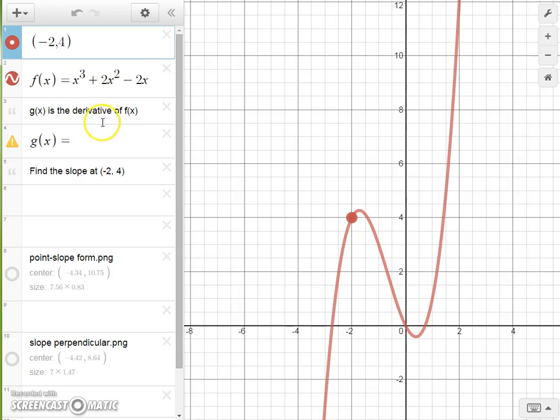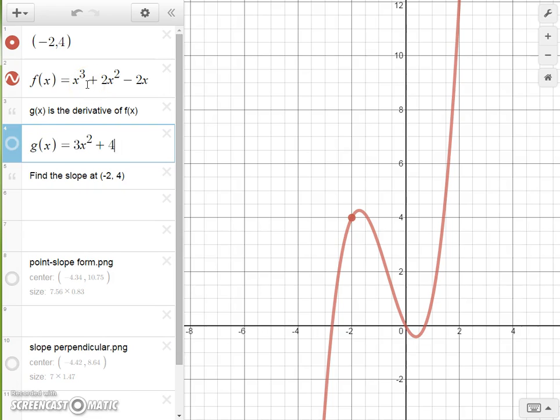Now, we have already talked about derivatives. Once we find the derivative, we have the slope. We have the slope at any given x. So let's say my g of x, which is what we have here, represents the derivative of my f of x. So my g of x is equal to 3x squared plus 4x minus 2. I hope you guys are okay with that. So that's my g of x. My g of x is the derivative. Normally in class we call that f prime.